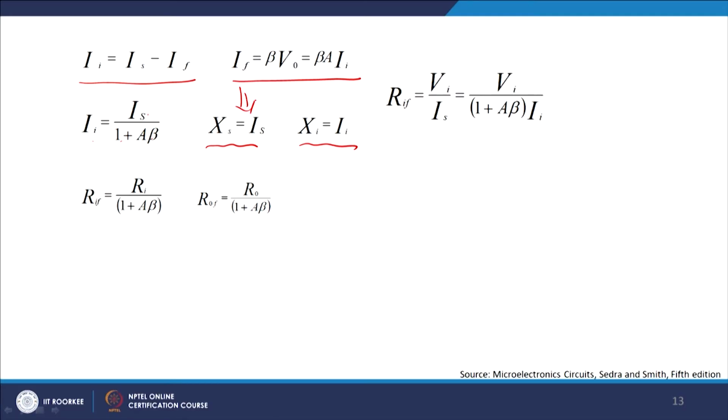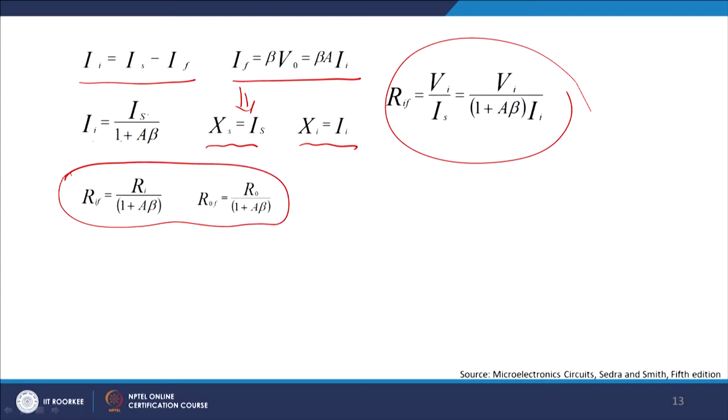The input source is basically Xs, the input current source is Xi, and therefore I can safely write RIF equals Ri upon 1 plus A beta, and ROF is equal to RO upon 1 plus A beta, which primarily means that whenever you are trying to find an impedance, the 1 plus A beta term will surely come in the denominator, and that will make my impedance level go down with feedback. We can change the value of A and beta and get new values of RIF and ROF, right. So, this is what we have learned in this module. In general, we have learned this basic concept here.